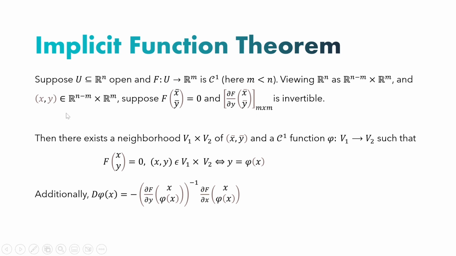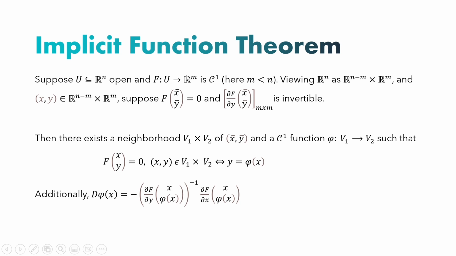The hypotheses are up here and the conclusions down here. Suppose that we have an open subset of R^n and a function from that open subset to R^m, which is C^1, so continuously differentiable. And here we're going to say m is strictly less than n. That is, the output space is of smaller dimension than the input space.